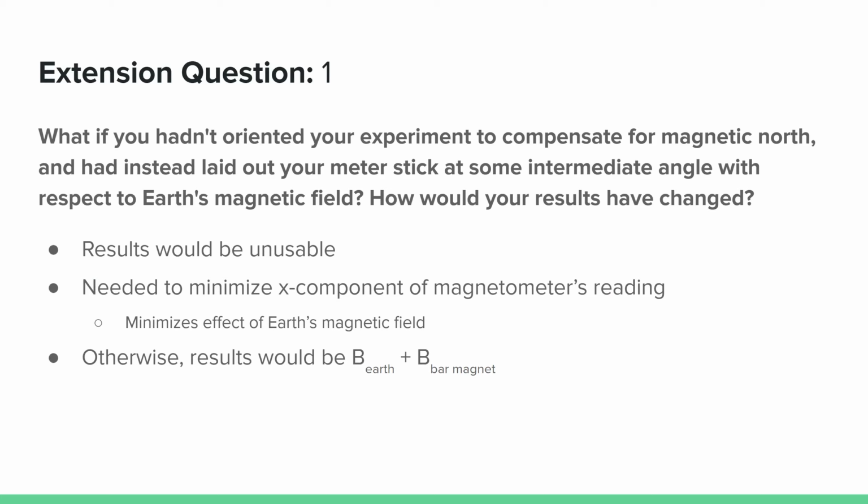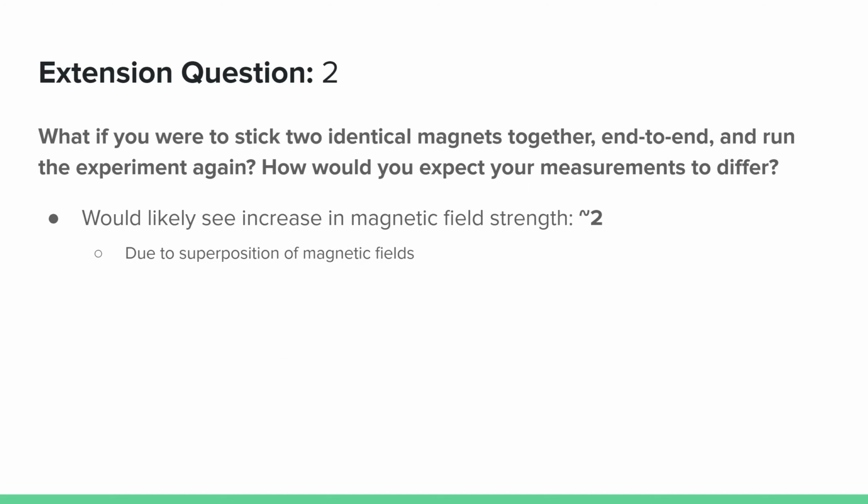If we didn't do that, then our measurements would be the result of both the bar magnet and the Earth's magnetic field, and we wouldn't be able to derive the dipole moment of the bar magnet. Additionally, if we were to stick 2 identical magnets together, end to end, and run the experiment again, we would see that the observed magnetic field strength would have been greater, likely to a factor of 2. This is a result of the superposition of magnetic fields, which states that the net magnetic field at a location is equivalent to the vector sum of all of the individual magnetic fields acting upon that location.